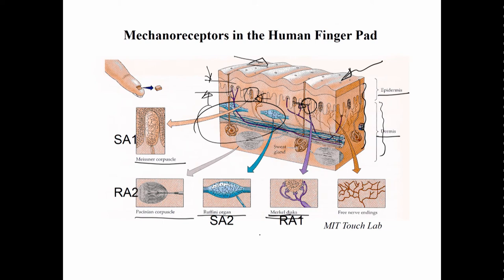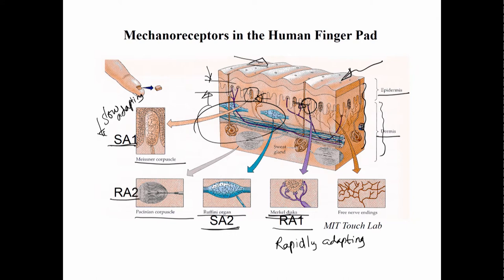They are also named SA1, SA2, RA1, RA2. SA1 is for slow adapting. We are going to see the reasons for this naming. This is slow adapting 1. This is slow adapting 2. This is rapidly adapting. We will see why it is called slow adapting and why it is called rapidly adapting in different detail.